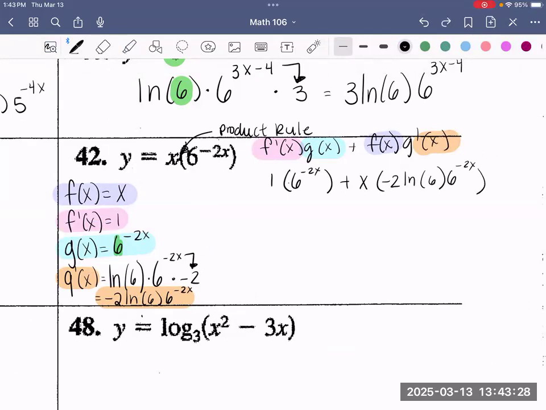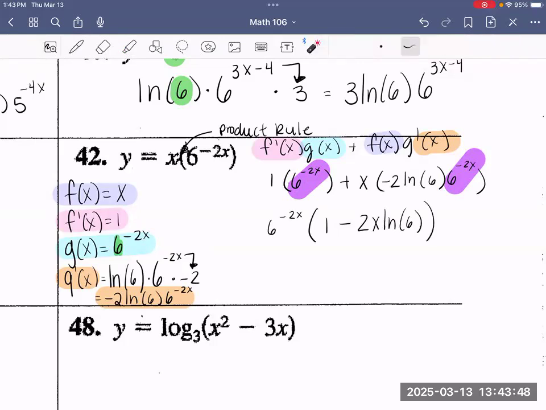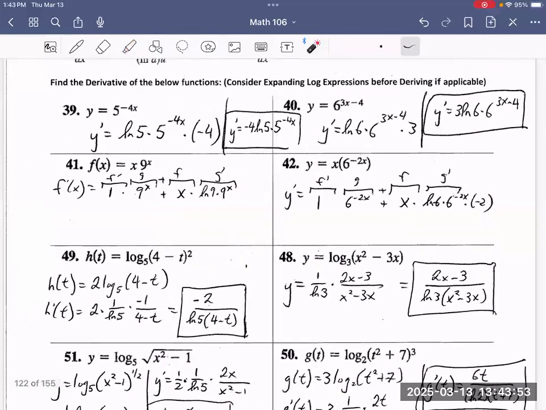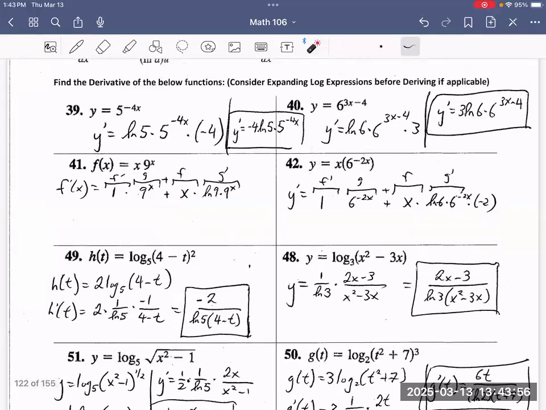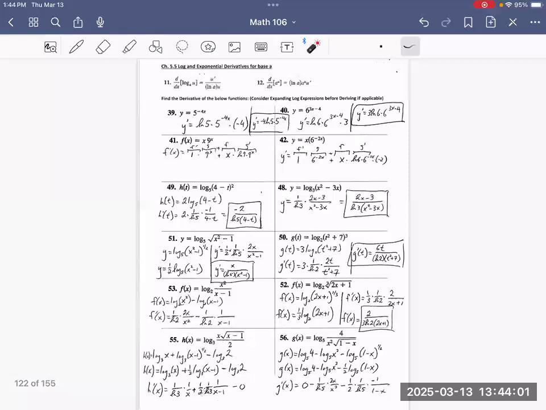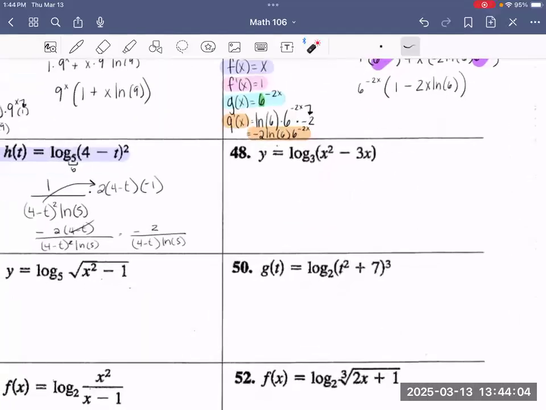So what I might do also is see if I can take out what they have in common. So for us, we have this 6 to the negative 2x in common, leaving behind a 1 minus 2x ln of 6. Now I'm just going to take a look and see exactly how your answer key oriented your question. Yeah, no, they left it. They haven't simplified all the way, but that's okay. We'll do a few more.